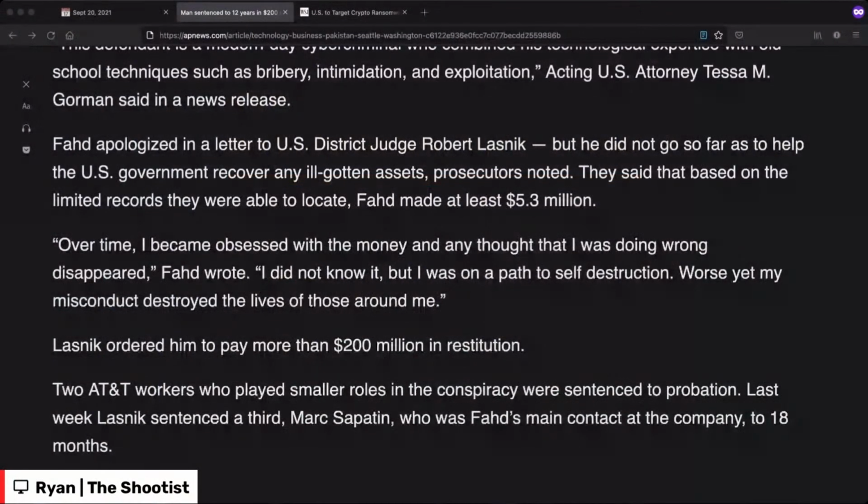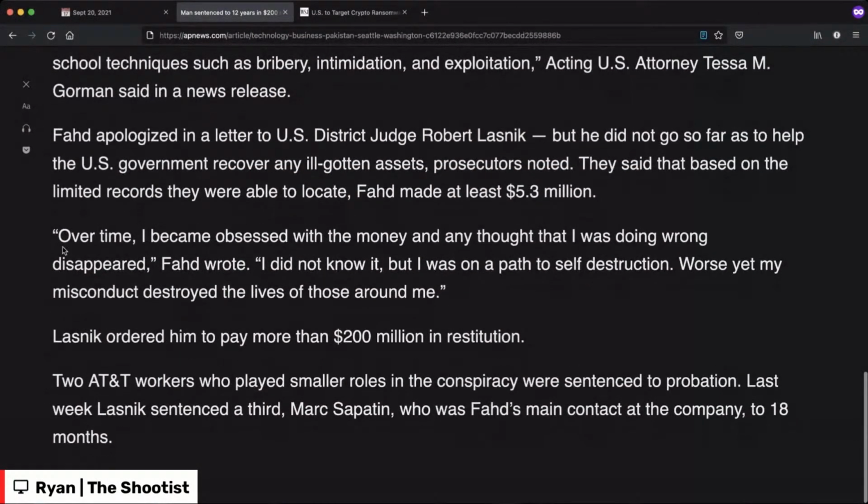And I think that this is important because it really calls upon us as security practitioners to understand more than just malware, credit cards, and social security numbers, and really get down to understanding the business processes and how those things are audited. But yeah, he's going to prison. And there was a quote in here I love, where the defendant was basically apologizing: Over time, I became obsessed with money, and any thought that I was doing wrong just disappeared.